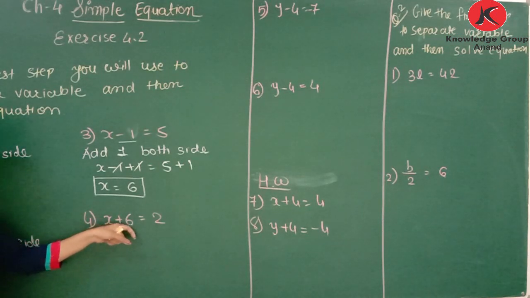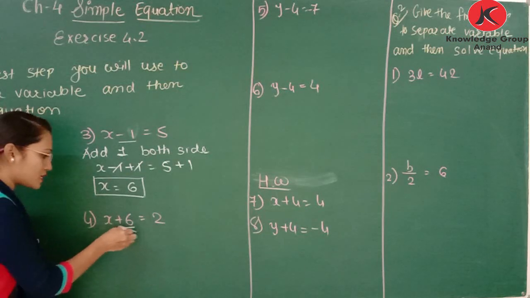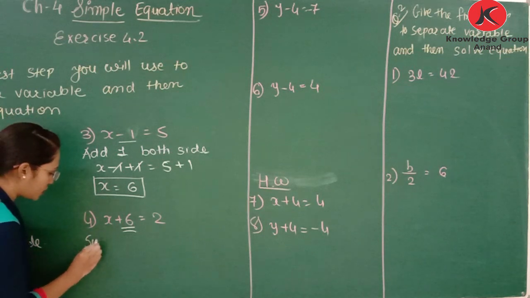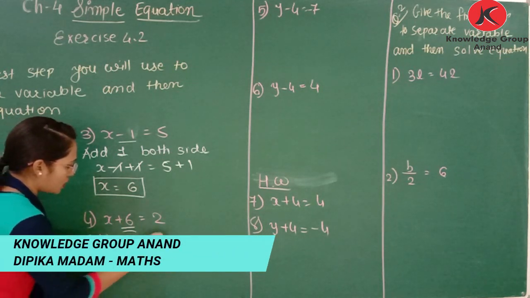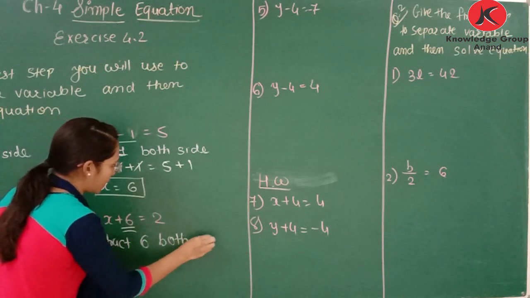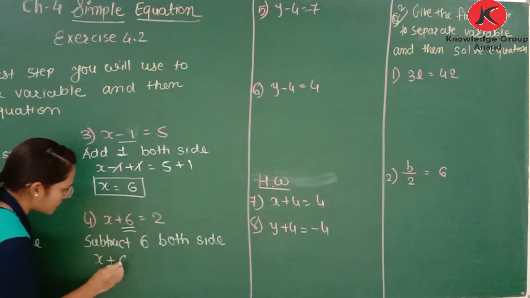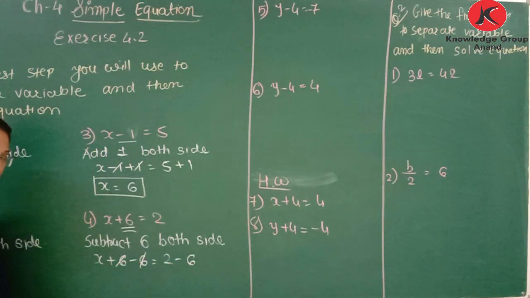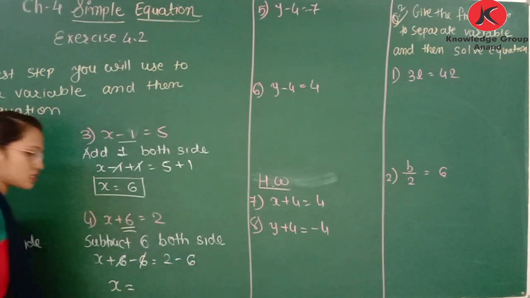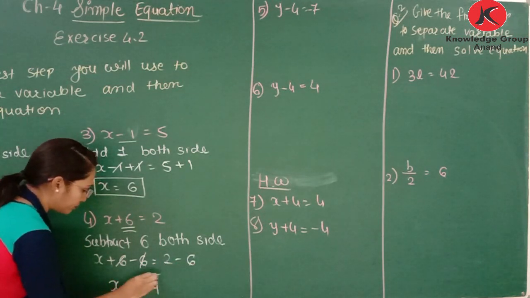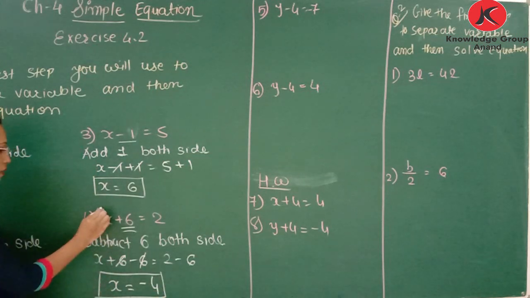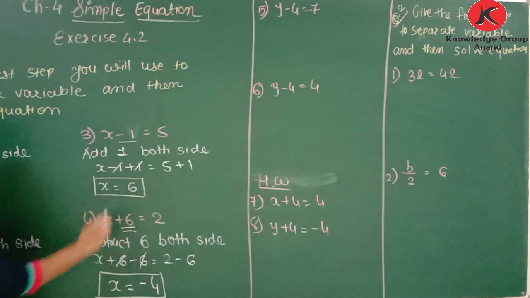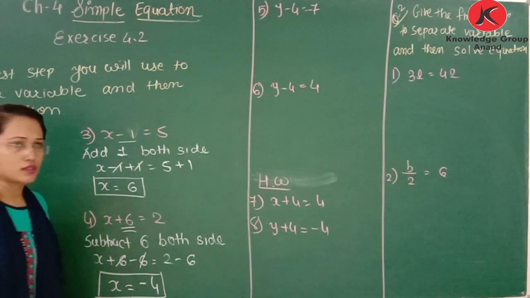Again, next one is x plus 6 is equal to 2. Now here plus 6 is there, which means you need to subtract 6 on both sides. So what will be the step? Subtract 6 on both sides. So you can write x plus 6 minus 6 is equal to 2 minus 6. Plus 6 minus 6 cancels, leaving x. Now 2 minus 6 is minus 4. If you write minus 4 here, then minus 4 plus 6 is 2. So your answer is correct. Clear? This way you can check your answer.